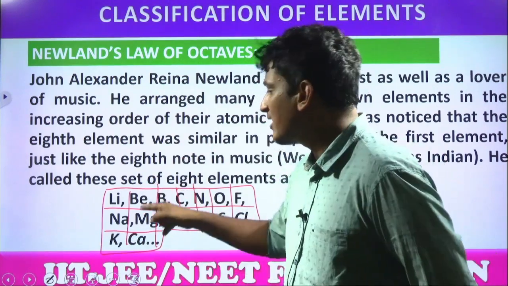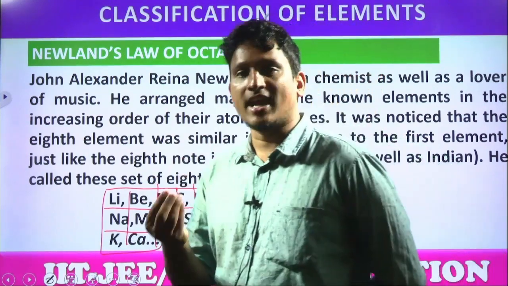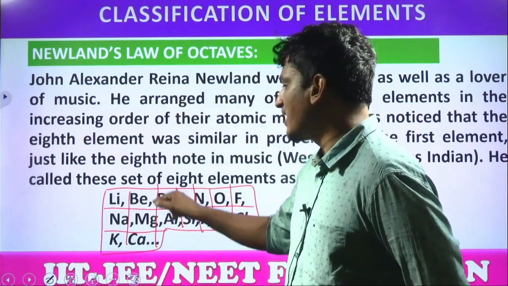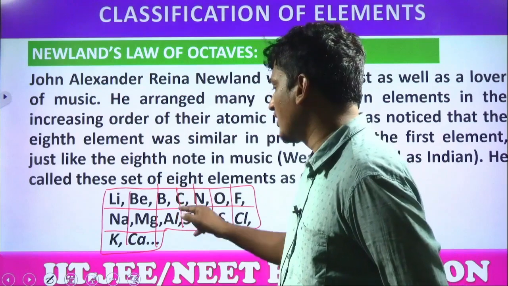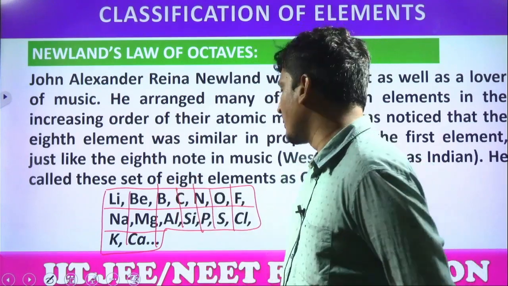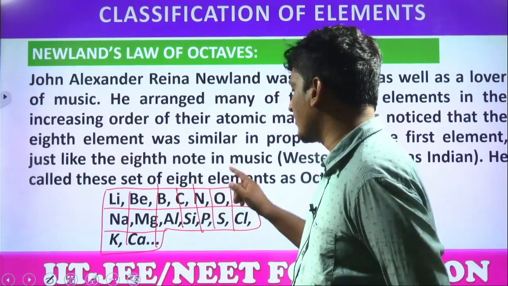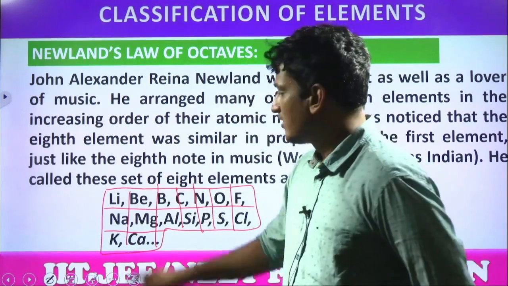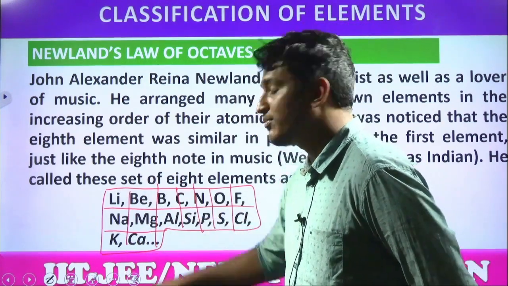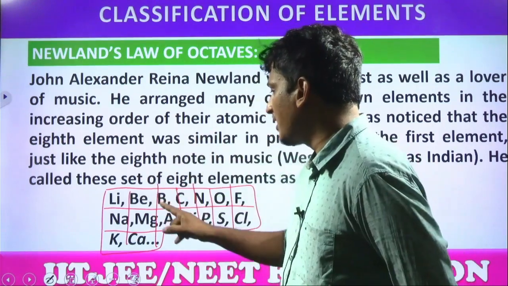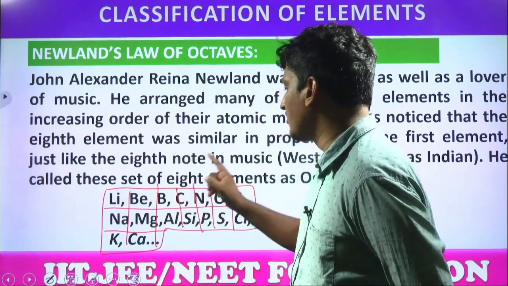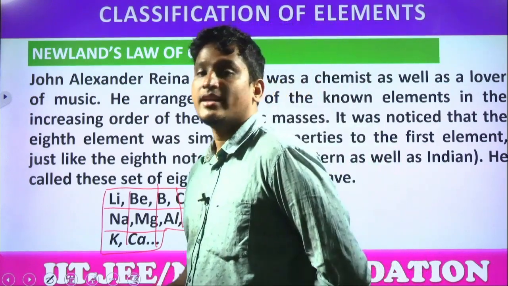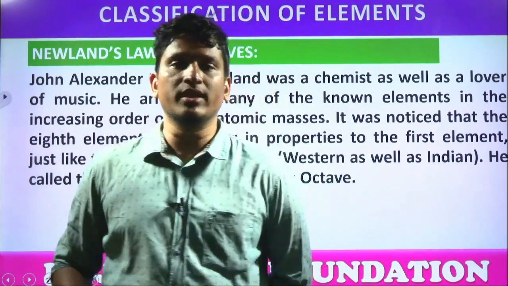Why? Lithium and sodium show the same reactivity. So same chemical reactivity. Magnesium is placed under beryllium. Why? Same reactivity. Aluminium under boron, same reactivity. Silicon under carbon, same reactivity. Phosphorus, sulfur, chlorine, potassium, calcium. Yes, sir, the elements in the same group have the same reactivity: beryllium, magnesium, calcium; boron, aluminium; carbon, silicon; nitrogen, phosphorus; oxygen, sulfur; fluorine, chlorine. Like that he classified, only till calcium.